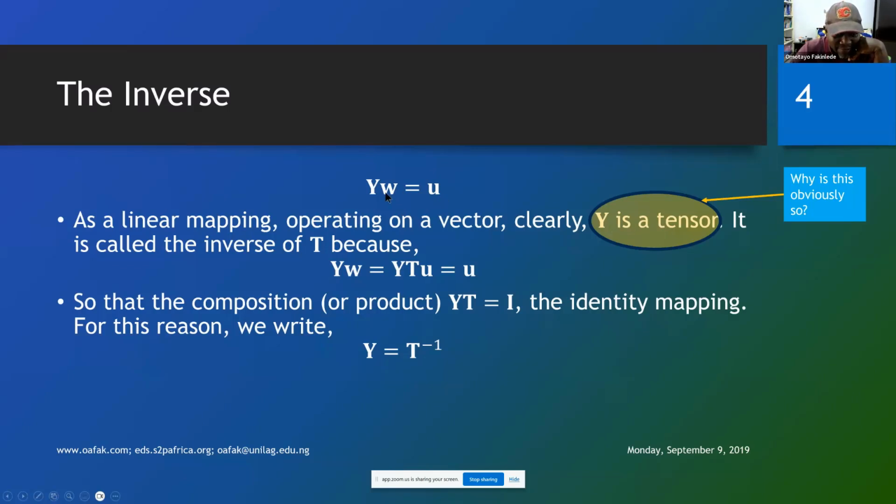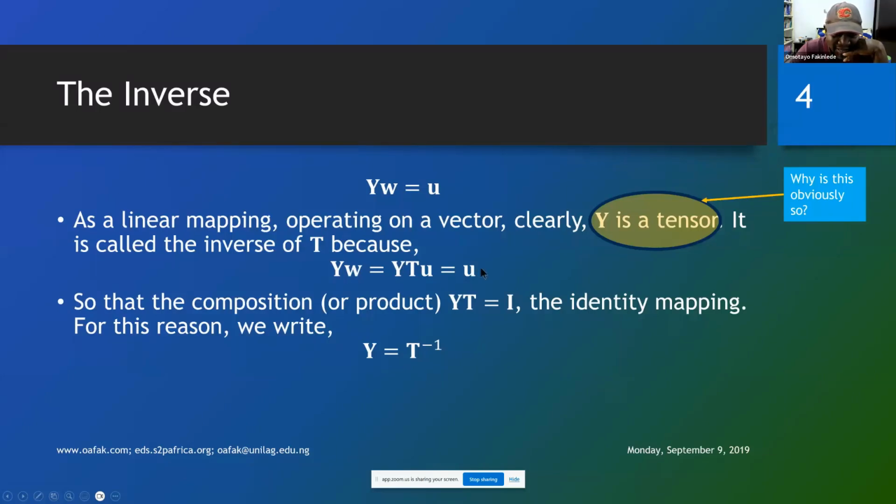Now, it is called an inverse of T because if you see YW is equal to U, remember that W itself is TU. So YW is written as YTU. And we said YW is equal to U. Well, but we know that there is a tensor which, when it operates on an argument, produces the same argument.